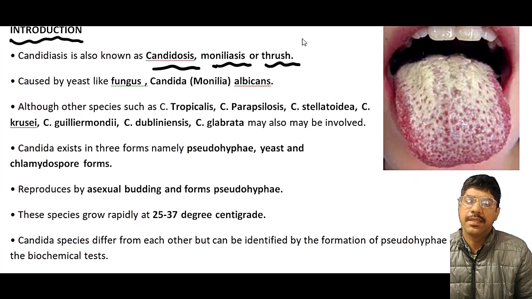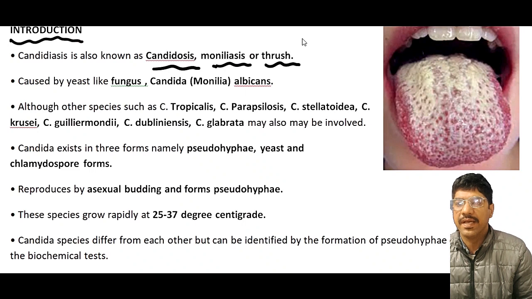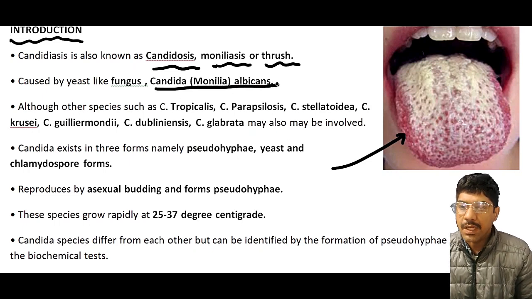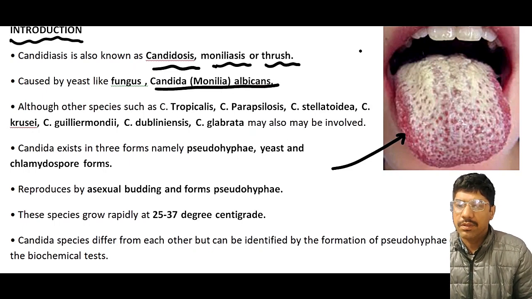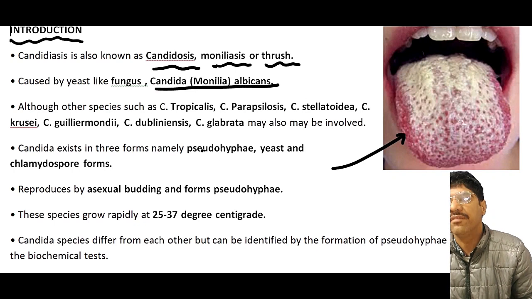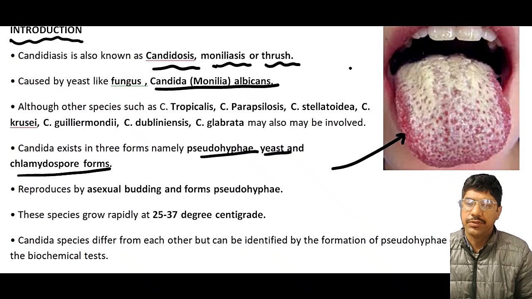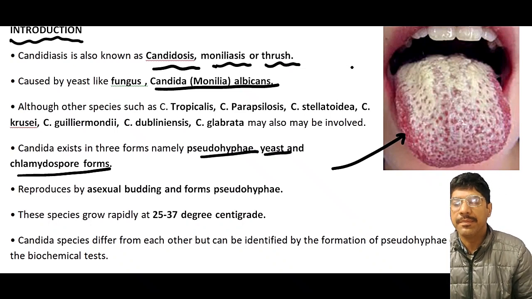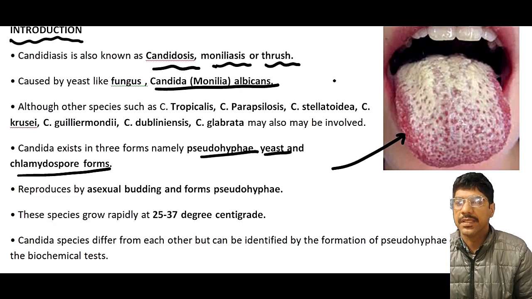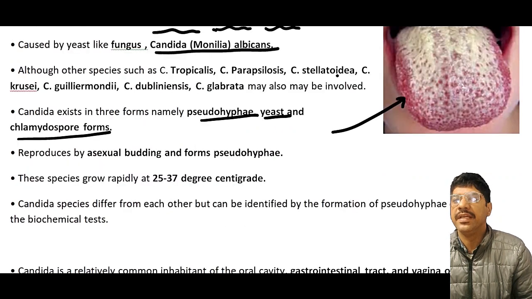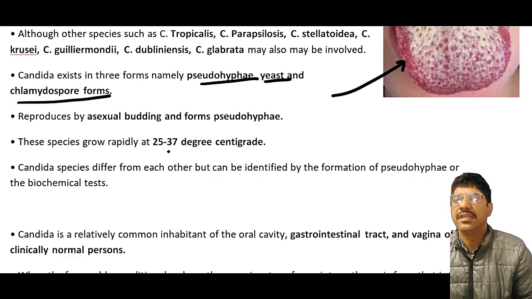The main culprit behind candidiasis is a fungus known as, remember, Candida albicans. This Candida fungus can occur in three forms. What are they? Pseudohyphae form, yeast form, and chlamydospore form. It likes to grow quickly in warm temperature, between 25 degrees and 37 degrees.